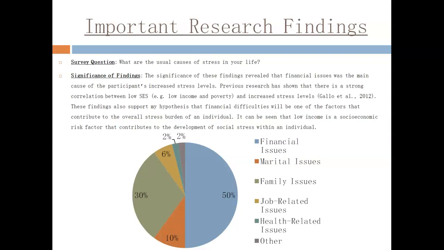What are the usual causes of stress in your life? The significance of these findings revealed that financial issues was the main cause of the participants' increased stress levels. Previous research has shown that there is a strong correlation between low SES, for example, low income and poverty, and increased stress levels. These findings also support my hypothesis that financial difficulties will be one of the factors that contribute to the overall stress burden of an individual. It can be seen that low income is a socioeconomic risk factor that contributes to the development of social stress within an individual.